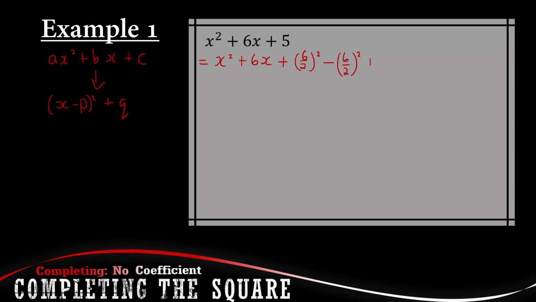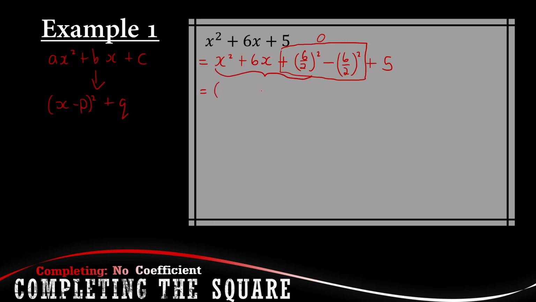And then we just put the 5. So we added these two terms to the expression, but actually this is just equal to 0. That's why we can do it. We add the same thing and we subtract the same thing. But now we're going to group the first three terms.